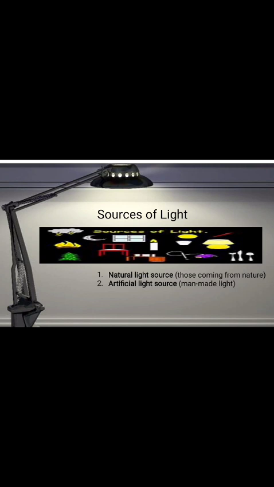Next, and the last one, gas discharge source. Passing electricity through certain gases at very low pressure can produce light too. Examples for this are neon lamp and sodium lamp.